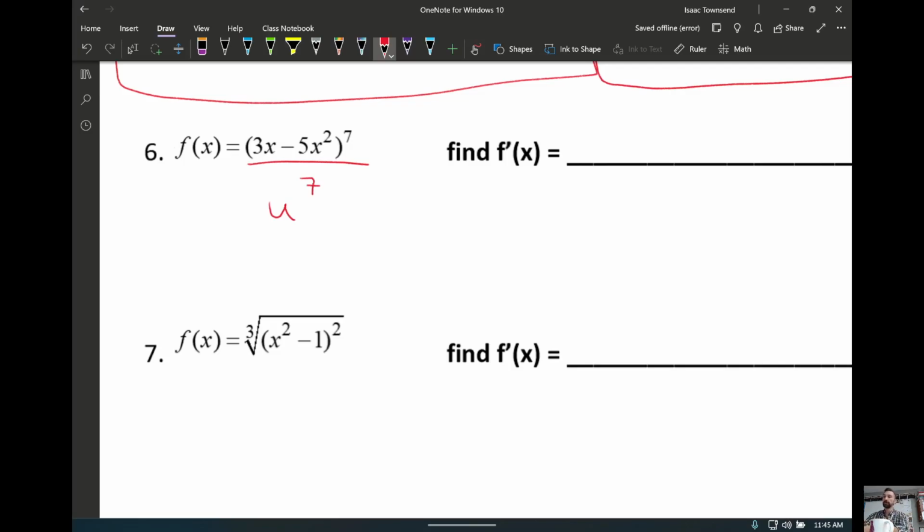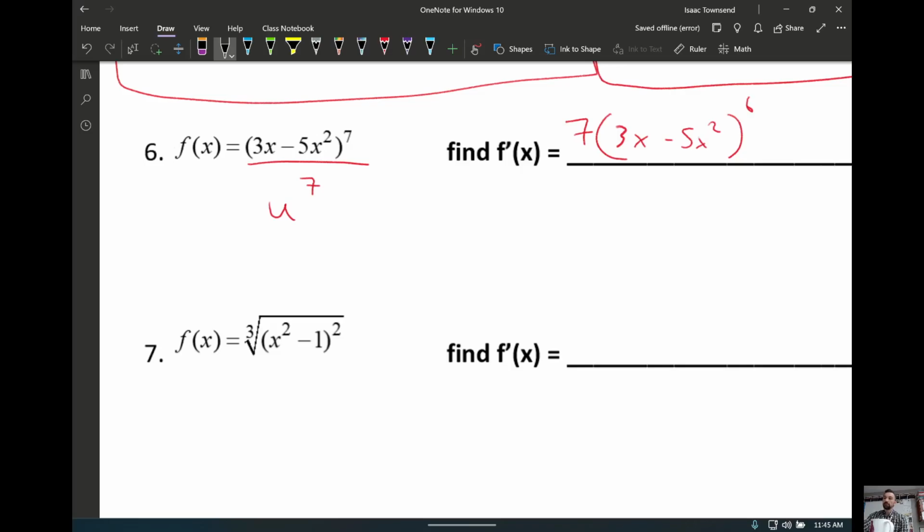Okay, so just use the power rule. Bring the power down, lower the power by 1. But when you're taking the derivative of the outside, make sure that you plug in the inside. That's still just power rule. I just brought the 7 down, lowered the power by 1.